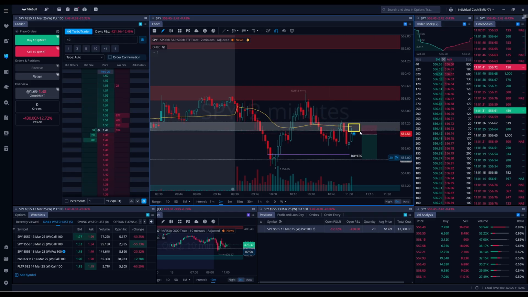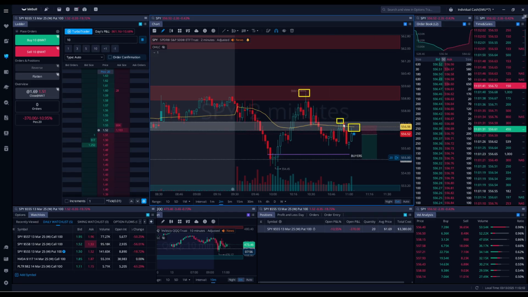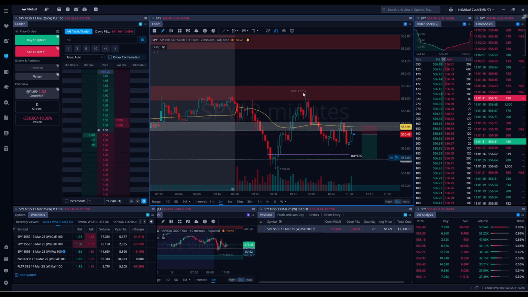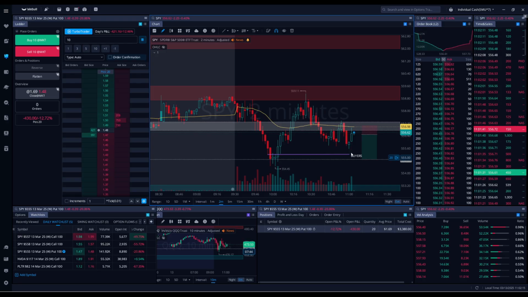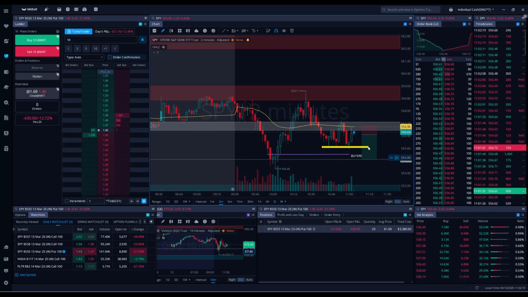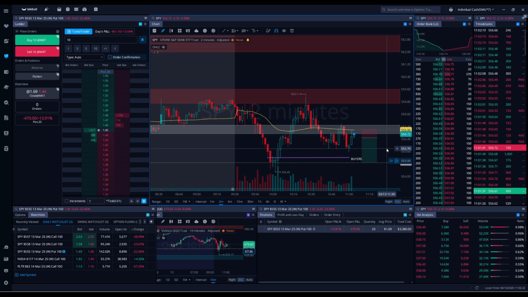Still respecting our level here, right? We're still creating lower highs, and we did take out this low. Next push down, right, off of this level, I'm definitely going to trim if we get that.